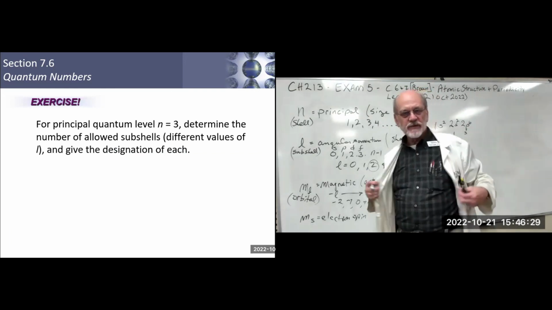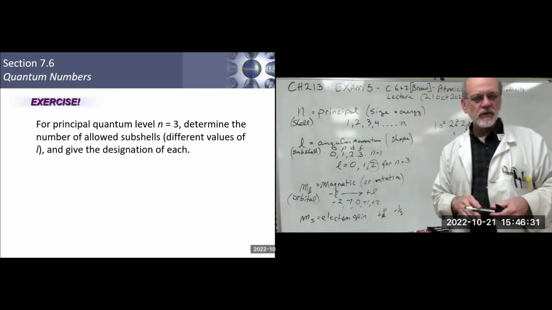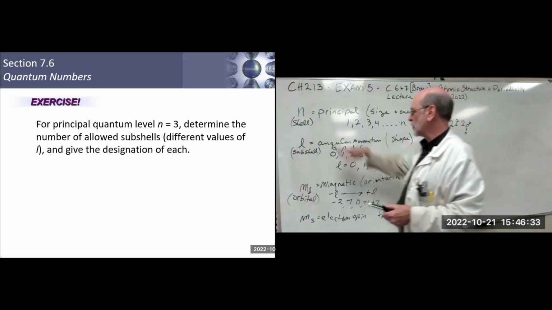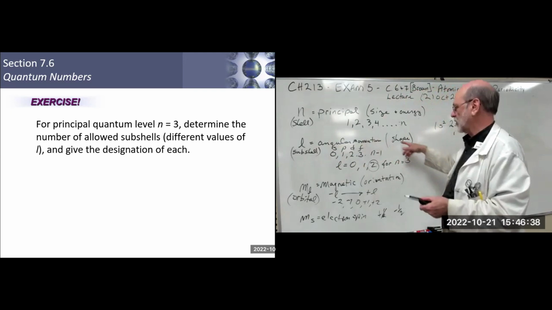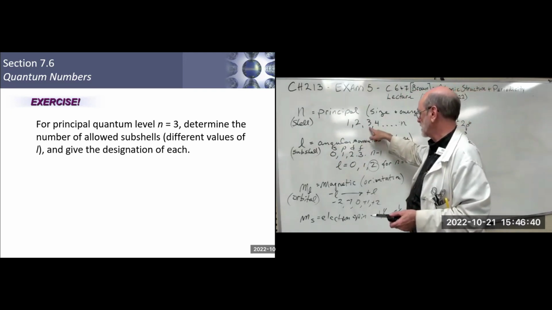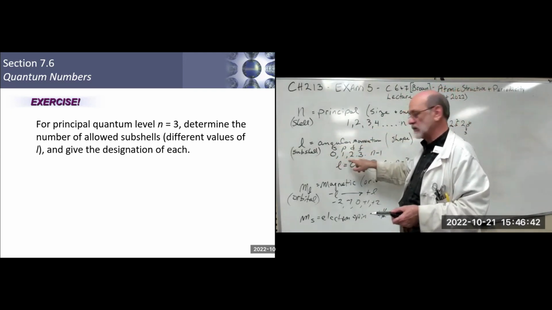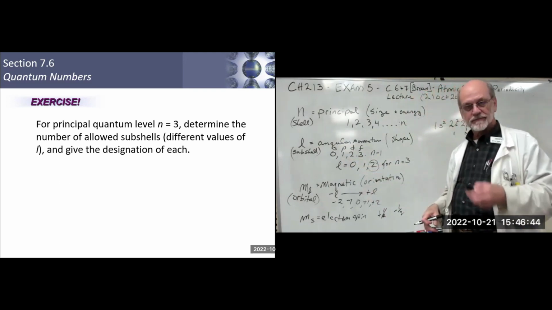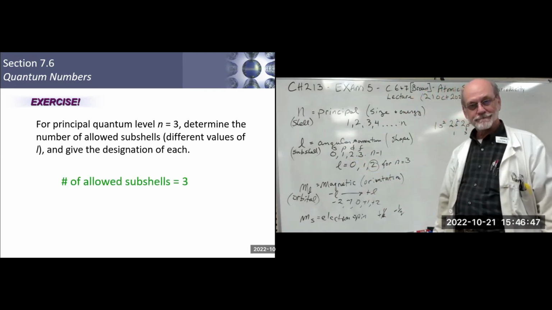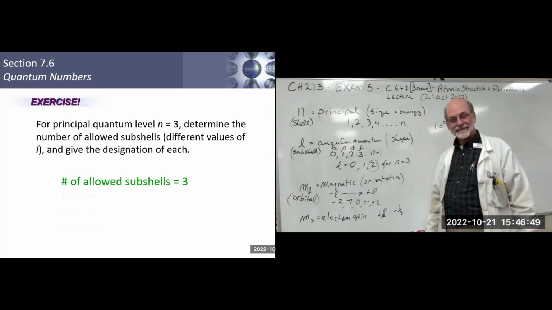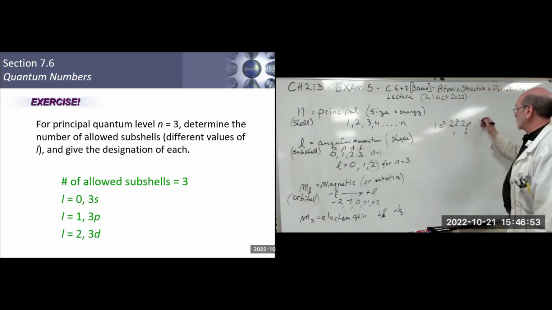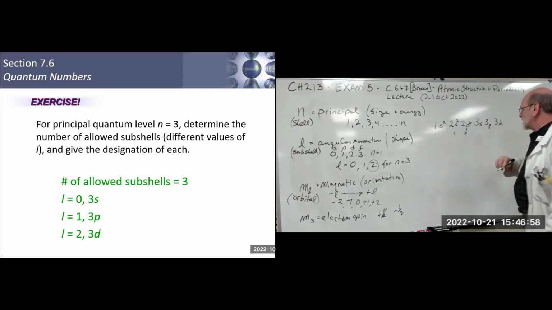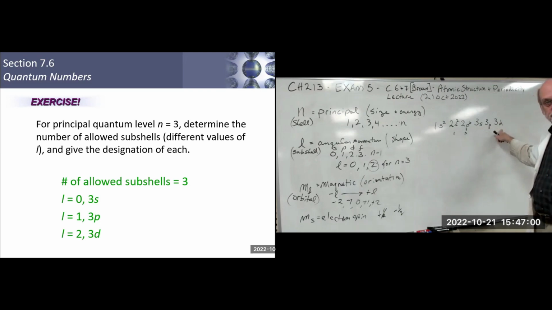All right, for the principal quantum number n equals 3, determine the number of allowed subshells. Principal shell, how many L's can you have for 3? Well, we did that one already, right? 3. You can have 0, 1, and 2. You can have 3 subshells. Okay? All right. We could go on ahead and do this. 3s, 3p, 3d. 1, 2, 3 subshells.